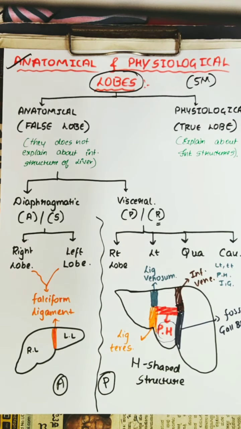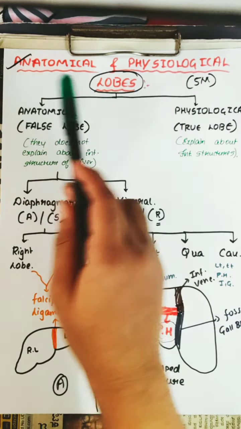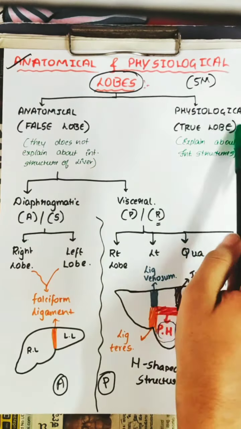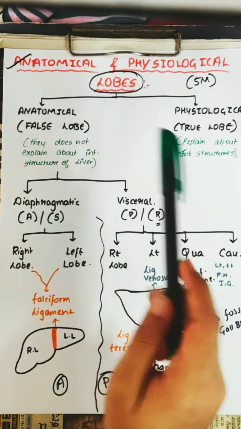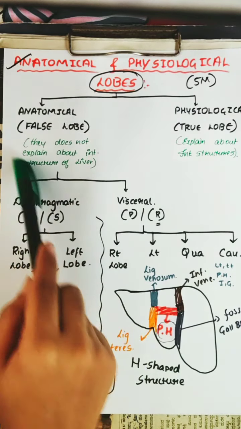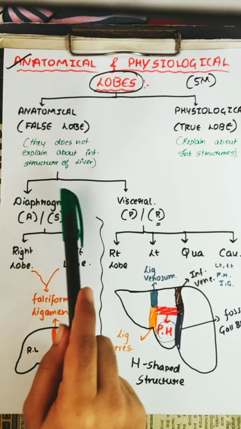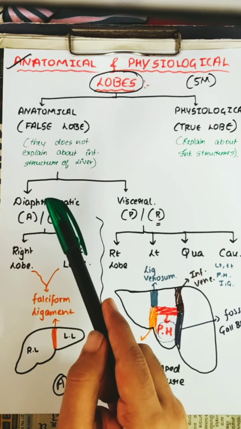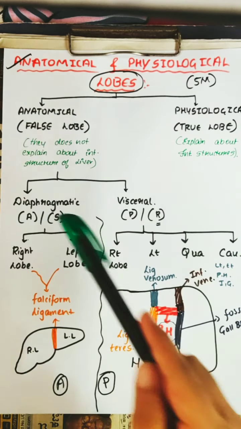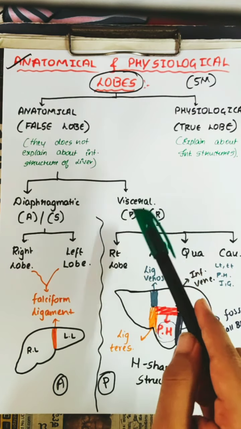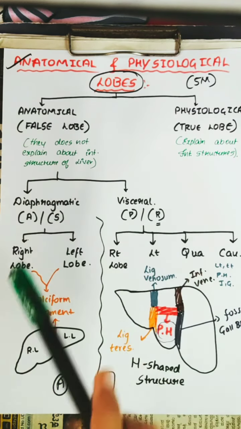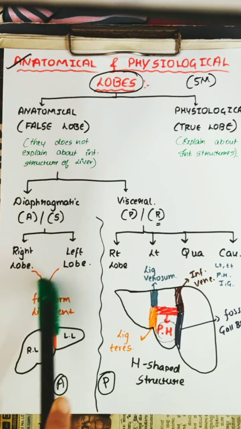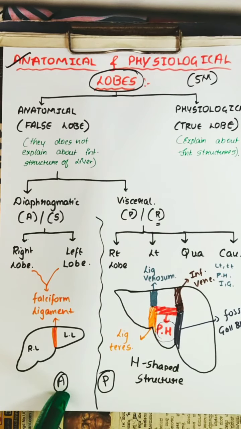So, anatomical and physiological lobes, two types of lobes: anatomical lobe, physiological lobe. False lobe, true lobe. True lobes tell about the internal structures, false lobe does not explain. In the anatomical lobe there are two types, diaphragmatic surface and visceral surface. Diaphragmatic surface is also called anterior surface, smooth surface. Visceral surface is also called posterior surface, rough surface. Diaphragmatic surface is of two types, right lobe and left lobe, differentiated by the falciform ligament, anterior view.